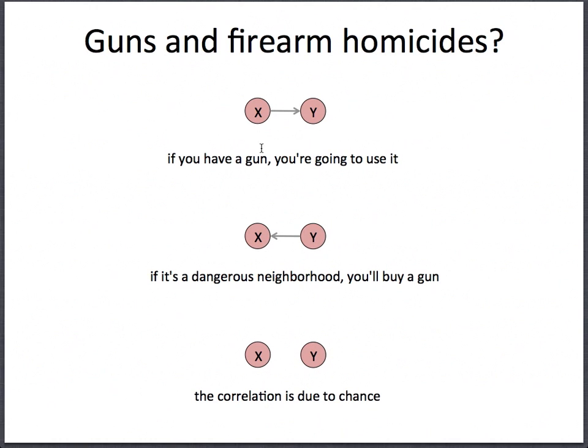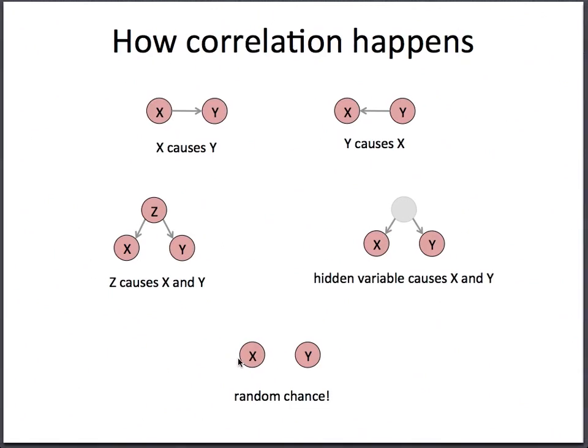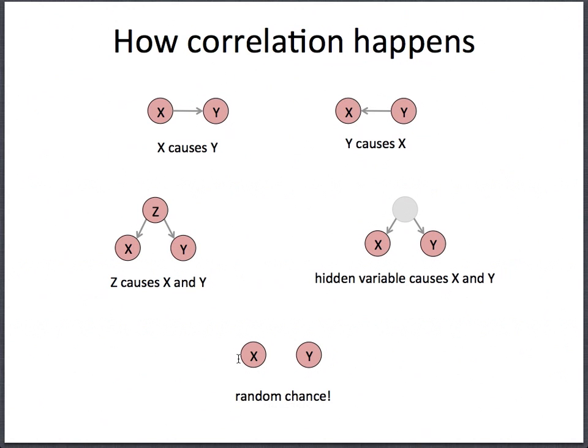There you go. So that's what we want. If you have a gun, you're going to use it. Here's the other direction. If it's a dangerous neighborhood, you'll buy a gun. Here's another possibility. Perfectly random, right? So this bottom one is what we're ruling out with statistical testing. We're ruling out that the relationship is due to chance. Well, we're not ruling it out, but we are putting a bound on the probability. We're saying there's no more than a 5% chance or a 10% chance or whatever percent chance that this is random. That's everything we've done so far, is to put that bound. But now we have these other possibilities that we have to rule out as well.